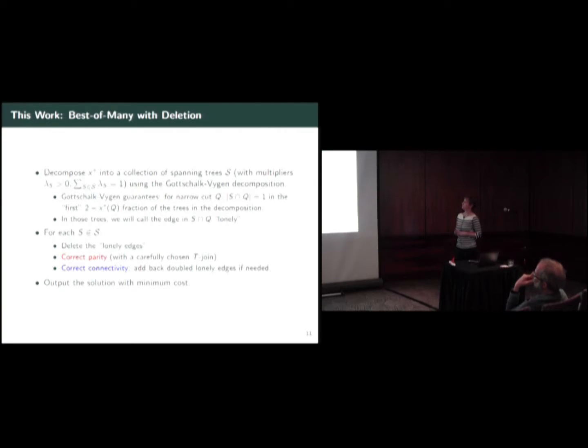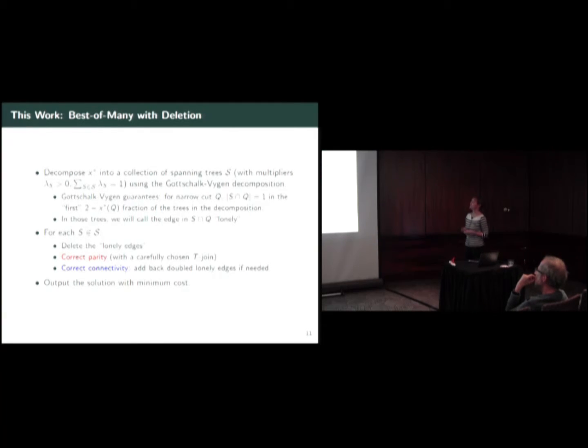All right, so now what do we do? We start with this decomposition of Gottschalk and Vygen. And now we're going to look at those cuts and those trees where we're guaranteed that there's only one edge in the cut. In those trees, we'll call the edge in the cut lonely. And the weird thing is, in those trees and those cuts, we're actually good because we have an odd number of edges across that cut, and that's what we want. But we're going to actually delete it so that we don't have an odd number of edges anymore.